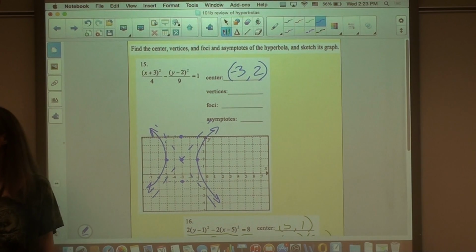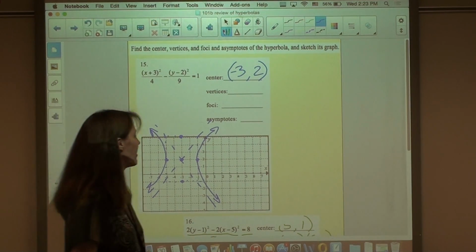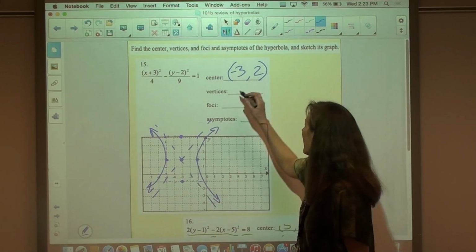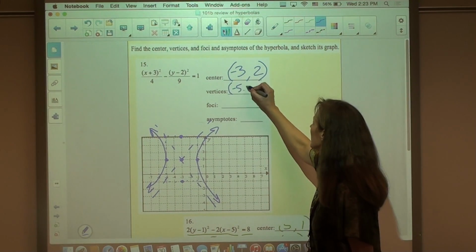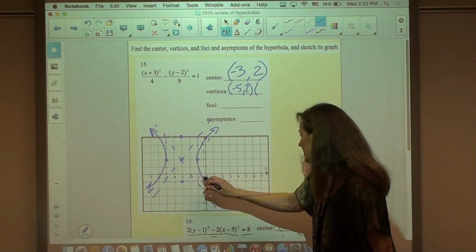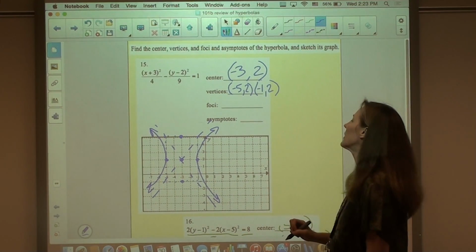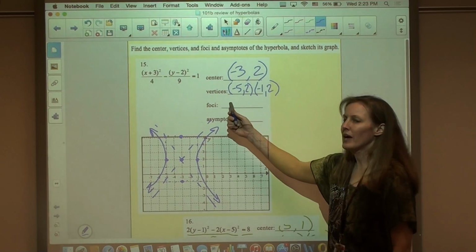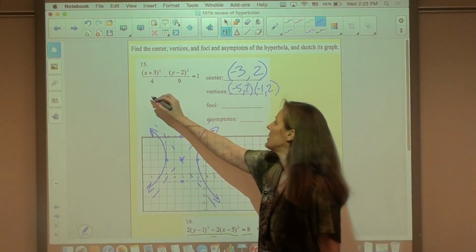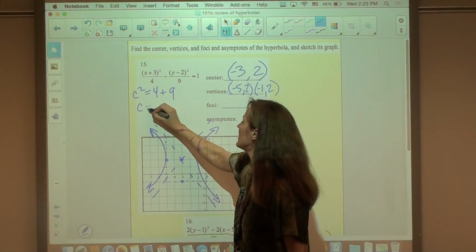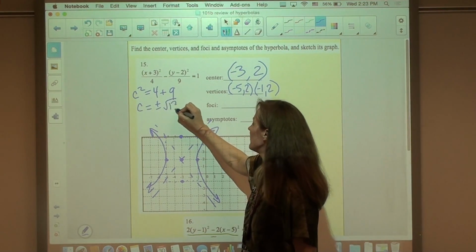You used to draw the box? Yeah. Oh, good. Okay. So the vertices would be -5, 2, and -1, 2. To find the foci, we need to find C. C squared is going to be 4 plus 9, right? So C is plus or minus root 13.